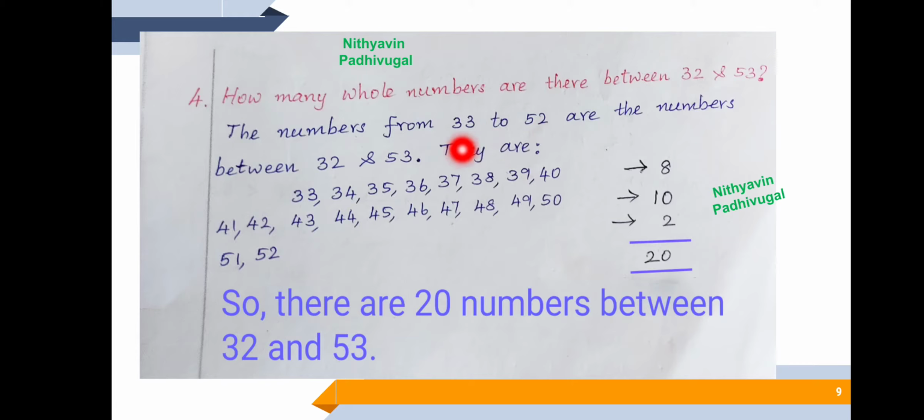See here, from 32 to 52 means you have to include 32 and 52. In case of between, you should not include the given 2 numbers. So there are 20 numbers between 32 and 53, or else 20 numbers from 33 to 52.